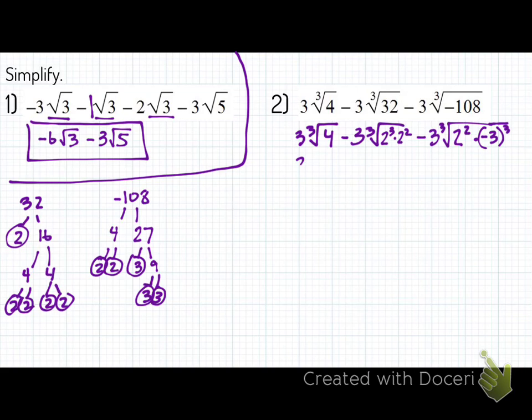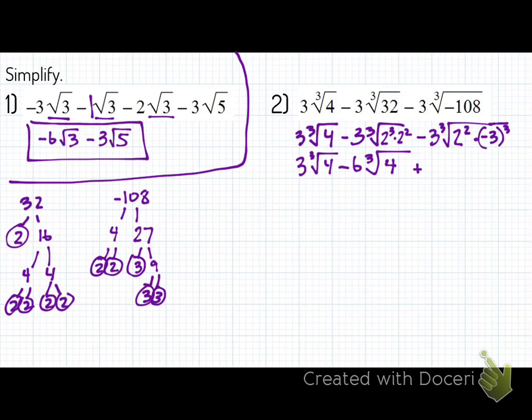Watch up here. So I'm going to bring down the first part. I can't do anything with that. What can I take out of the second term? 2 cubed, right? What's 2 times negative 3? Negative 6. Good. And then we're going to bring down the rest, which 2 squared is going to be 4, right? Y'all see that?